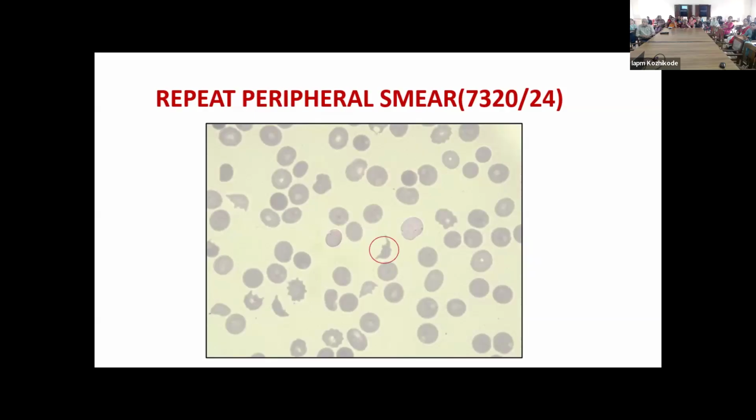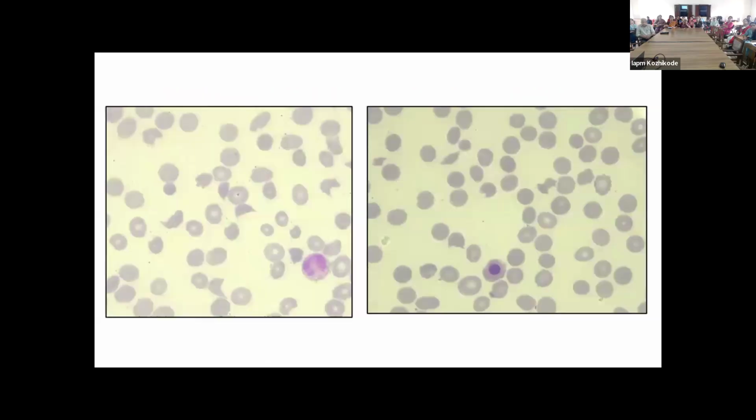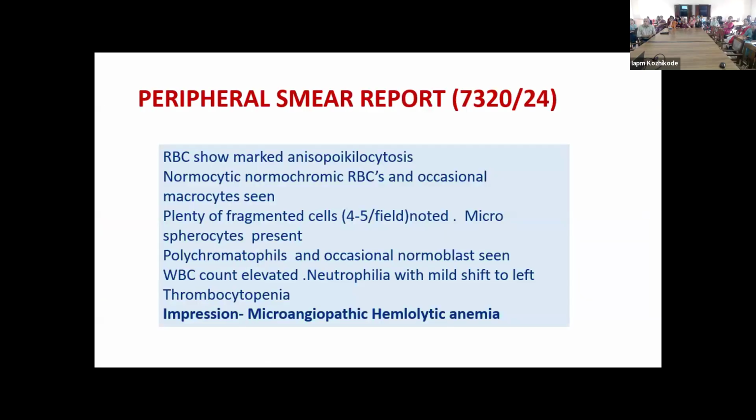Along with fragmented RBCs, polychromasia is also seen. Schistocytes were seen predominantly. Along with schistocytes, a few microspirocytes are also seen, and a few normoblasts, and also thrombocytopenia. So the peripheral smear report was given as impression: microangiopathic hemolytic anemia. So this is a case of microangiopathic hemolytic anemia with thrombocytopenia, that is, thrombotic microangiopathy.